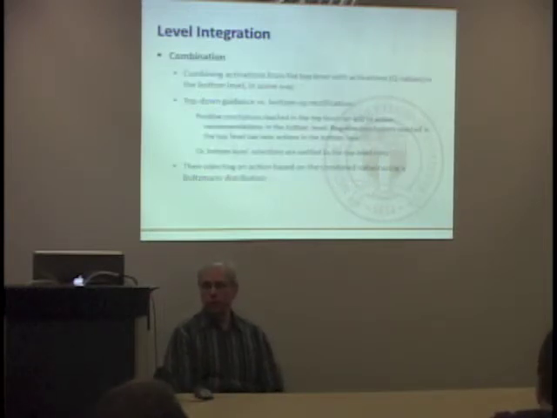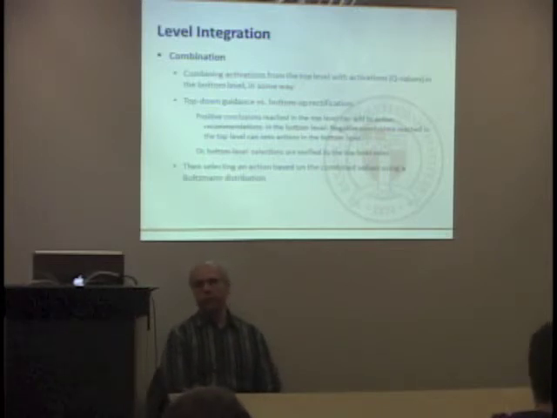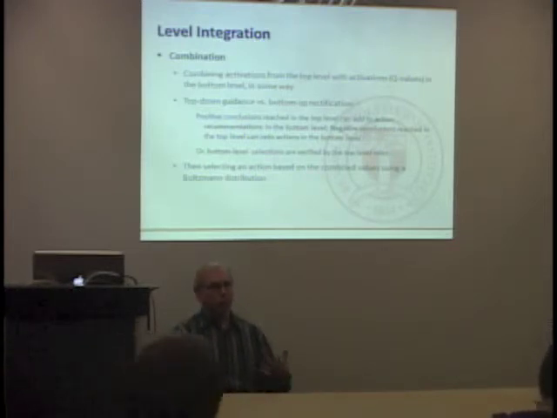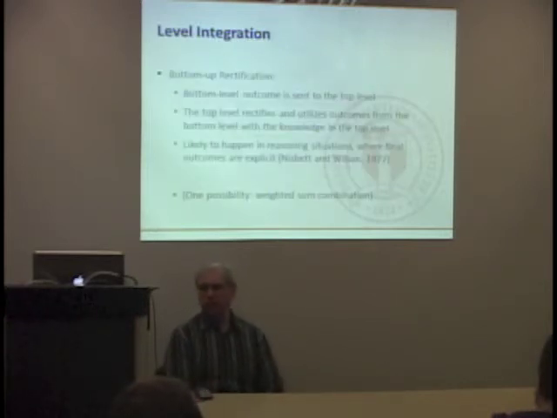The combination one is also dealing with the possibility that the top level should be the one that determines, or the bottom level is the one that needs to be determined. The 2 terms for that here are top down guidance and bottom up rectification. This is basically a determination of which level is believed to have the better answer. That's not really saying it accurately, but that's the notion here.